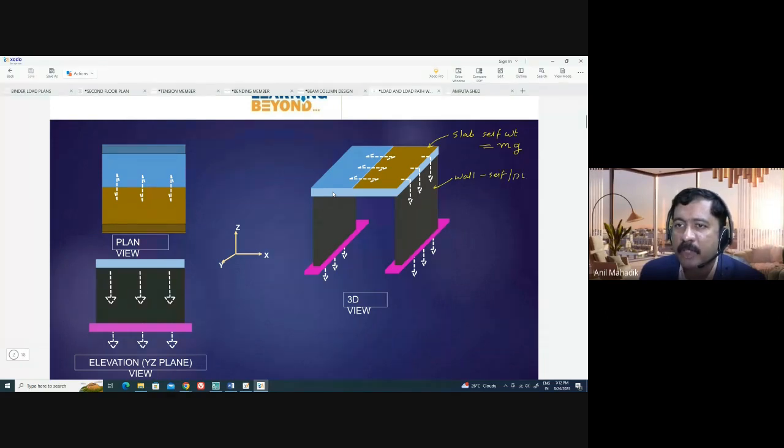Why dead load? Because it is permanent. What loads are there additional? What do you see here? There is a footing here. You can see footing. So footing will also have a self weight.